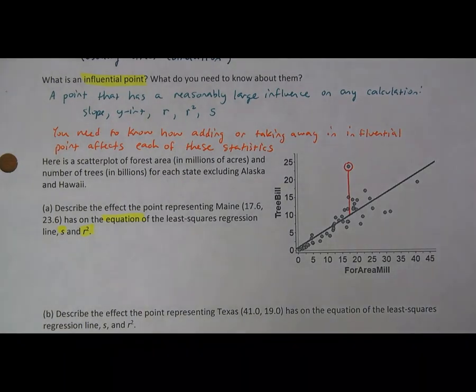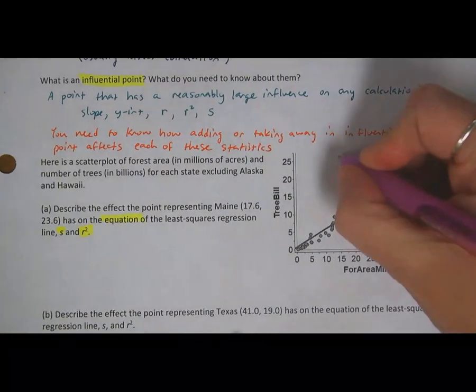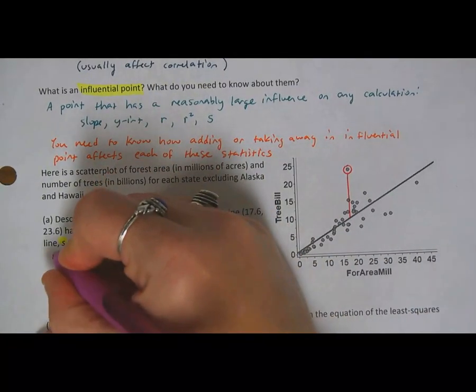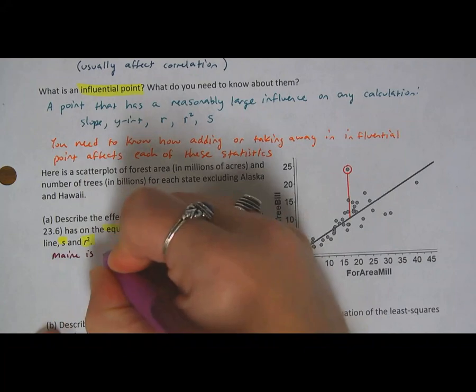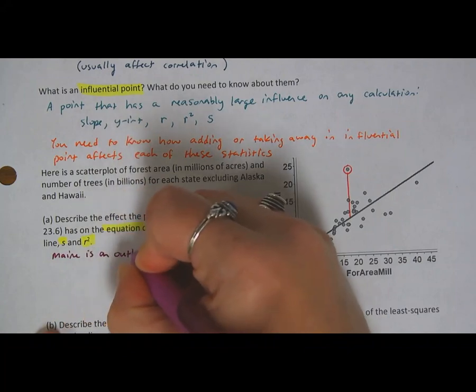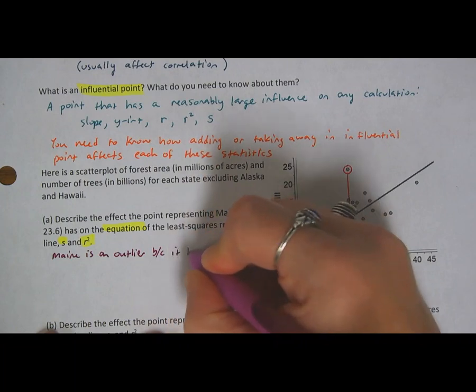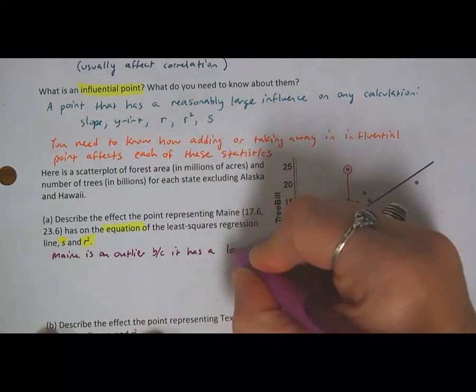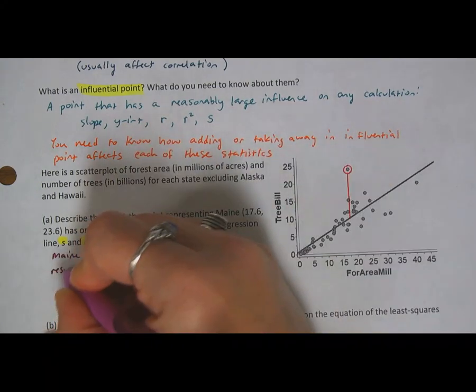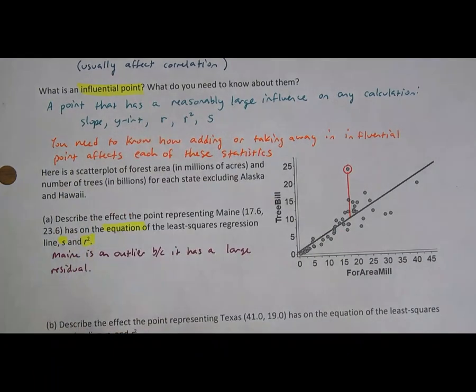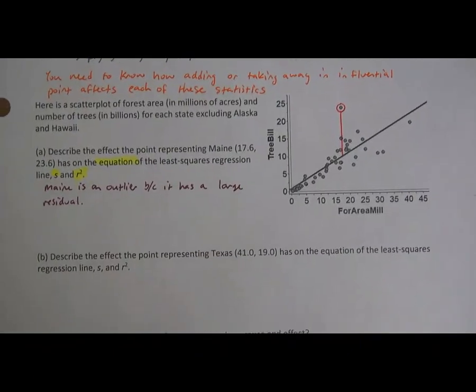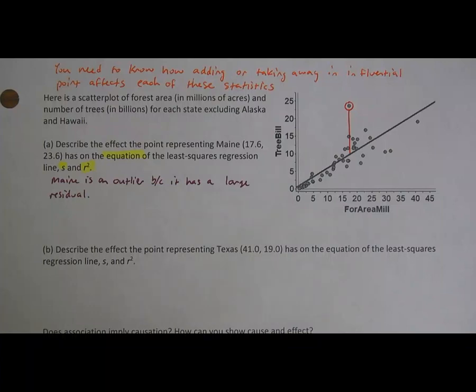Okay, so because Maine is an outlier, let's write: Maine is an outlier because it has a large residual. So the first thing I want the AP grader to know is that I've spotted that as an outlier.